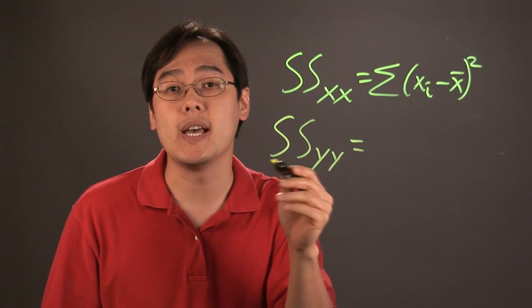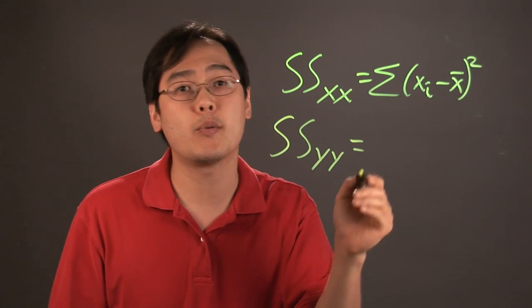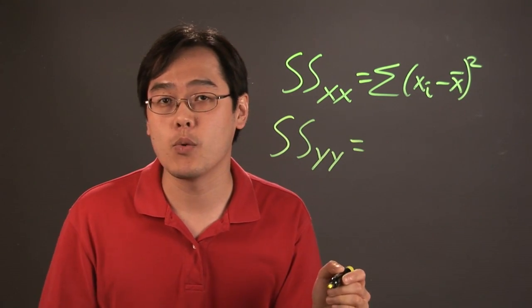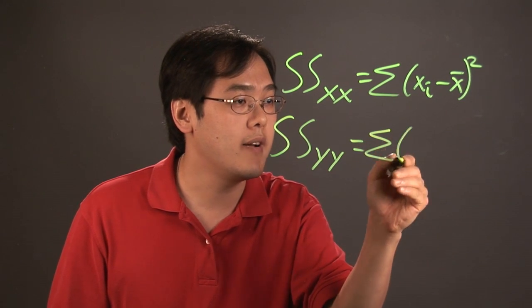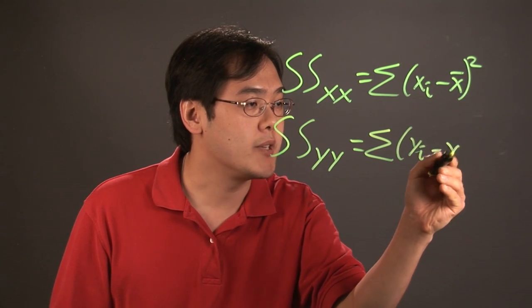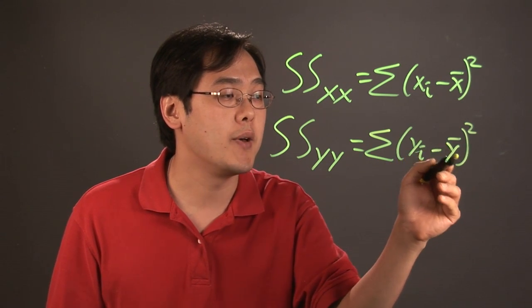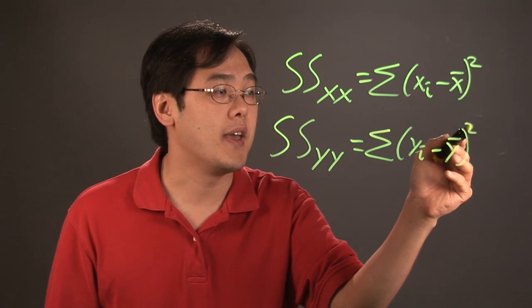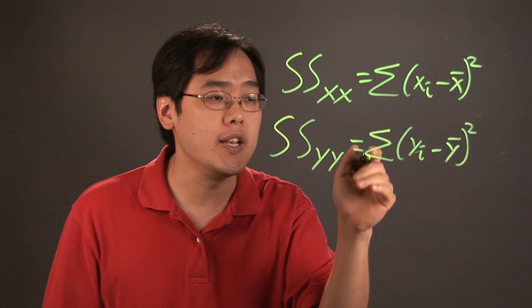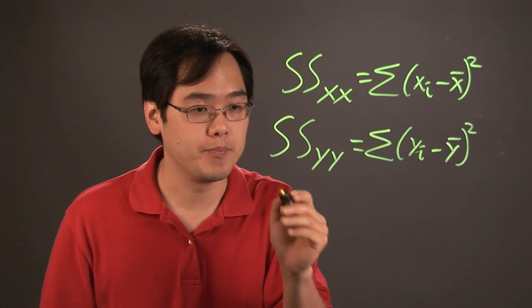Another sum is SSyy. In other words, you're doing the same thing except that you're dealing with the y values. So it's a sum of (yi minus y bar) squared. That means you're taking every y value, subtracting the mean of the y's, and then squaring it. And only at the very end do you sum or add all of them.